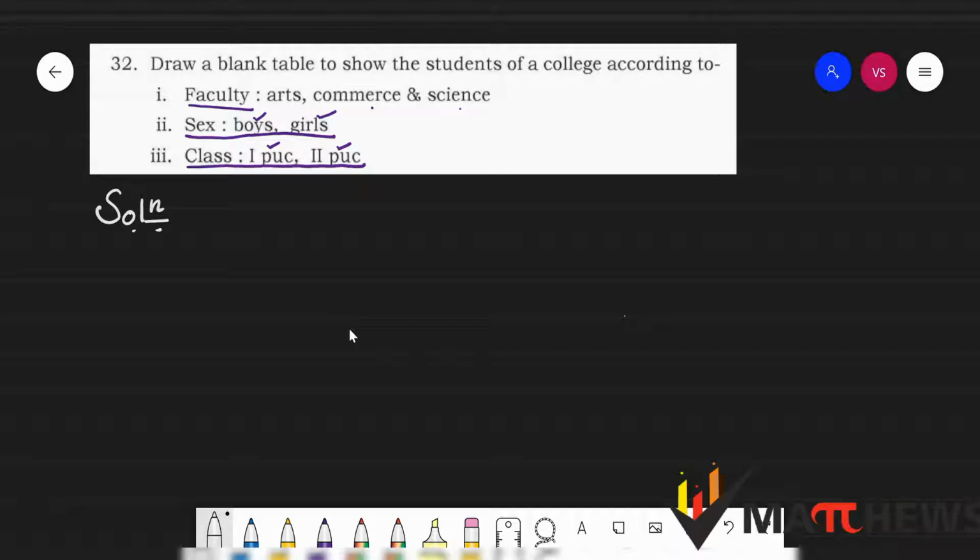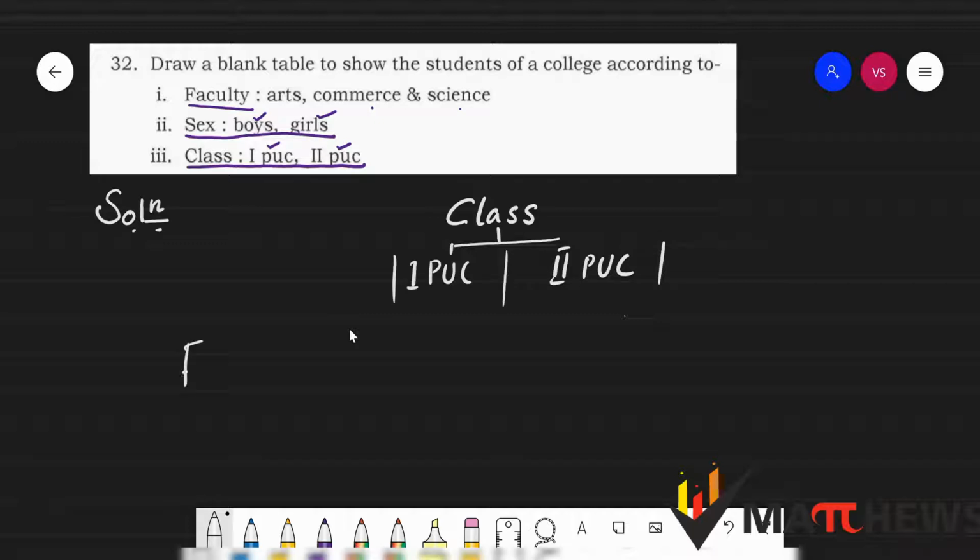So what I will do is I'll take class as the main column, students. For us, classes are being divided according to first PUC and second PUC, they said. So that means there should be columns like this for first PUC and second PUC. Two columns we should have, students. Okay, right. This is what you should understand. Now, when it comes to the rows, what should be in the rows? So in the rows, I will take faculty, students. So what are the faculties that we have? We have divisions like arts, they said, commerce, they said, okay, and science, they said.